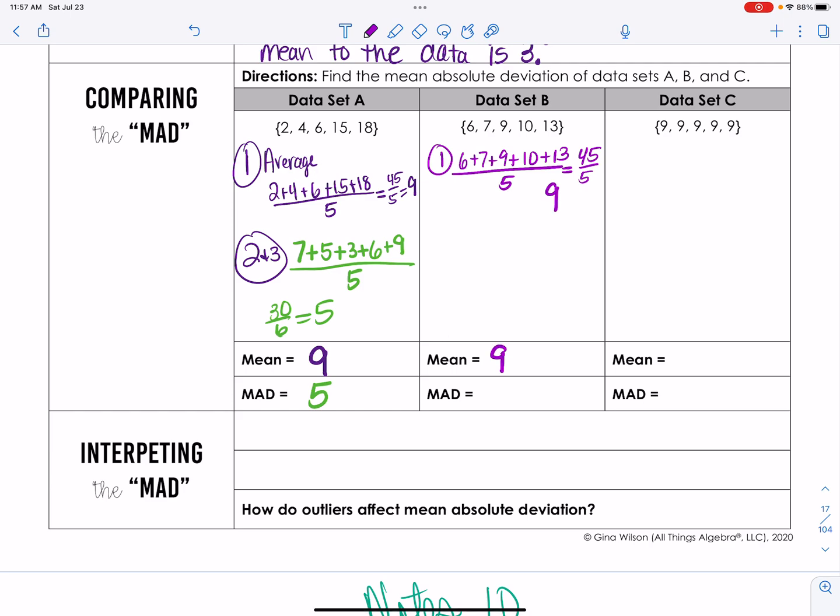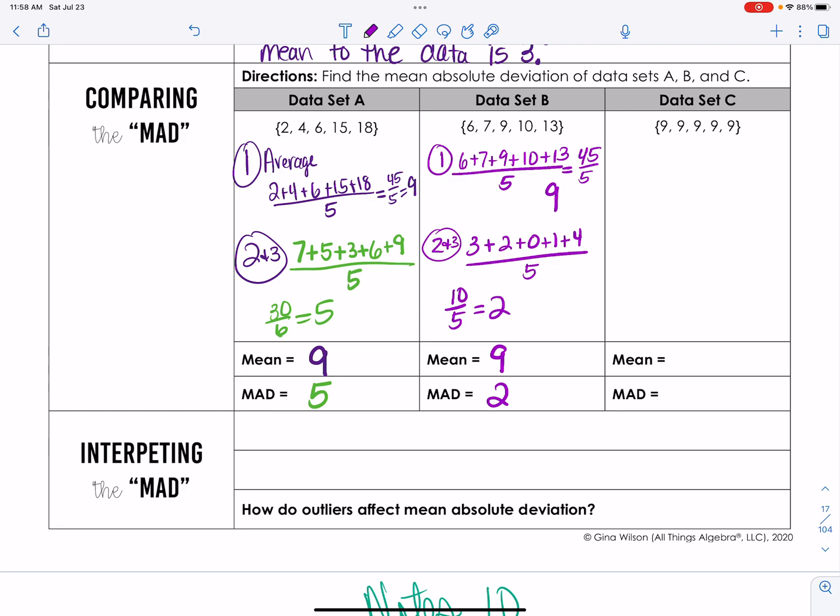Now, how far away is each of the data points from 9? I'm going to do steps 2 and 3 together, and I'm just going to write them as addition. 9 and 6 are 3 away. 7 and 9 are 2 away. 9 and 9, 0. That's a 1, and that's a 4. So that's 10 divided by 5. So this 2 means it's a lot closer. Your data points are closer together. It's not so spread out. 5 is pretty spread out.